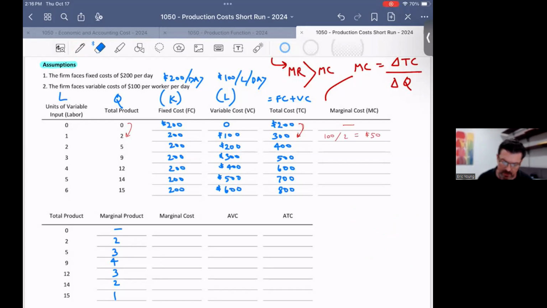Suppose that we now hire the next worker. If we hire the next worker, our total cost will go from 300 to 400, and our total pizzas will go from 2 to 5. So again, let's think about this. We hire a second worker. That second worker takes us from 2 pizzas to 5, so our delta Q is 3. That second worker brings in 3 pizzas. How much does that second worker add to our total cost? We go from 300 to 400.